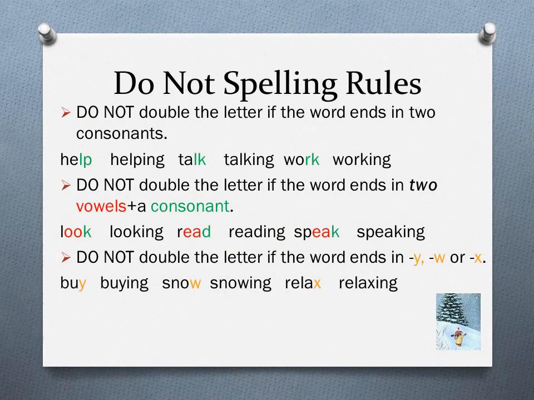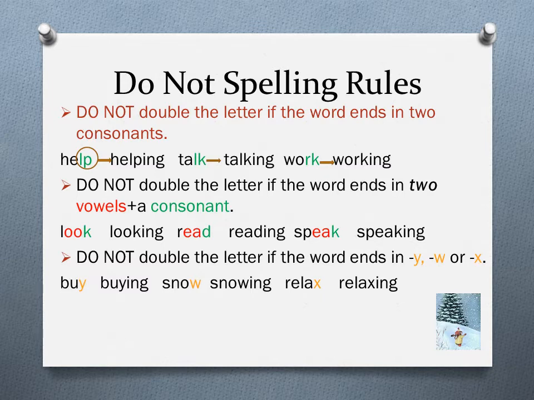Do not double spelling rules. Rule 1. Do not double the letter if the word ends in two consonants, like the verb help. The verb help ends in two consonants, consonant L, consonant P. So we just add ing. Help, helping. Talk ends in two consonants, so we just add ing. Work, working. We just add ing because the verb work ends in two consonants.